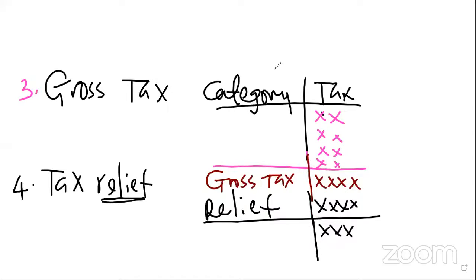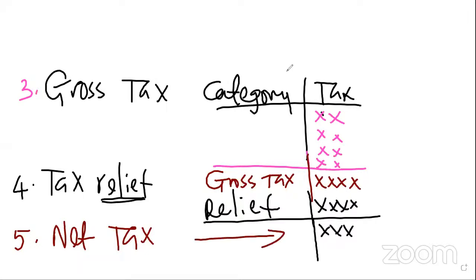And this leads us to the next definition, number 5, net tax. Net tax, which is our next definition. So we arrive at net tax when we get gross tax minus relief. Whatever we get here becomes our net tax. And this net tax is what now you are supposed to pay to the government.